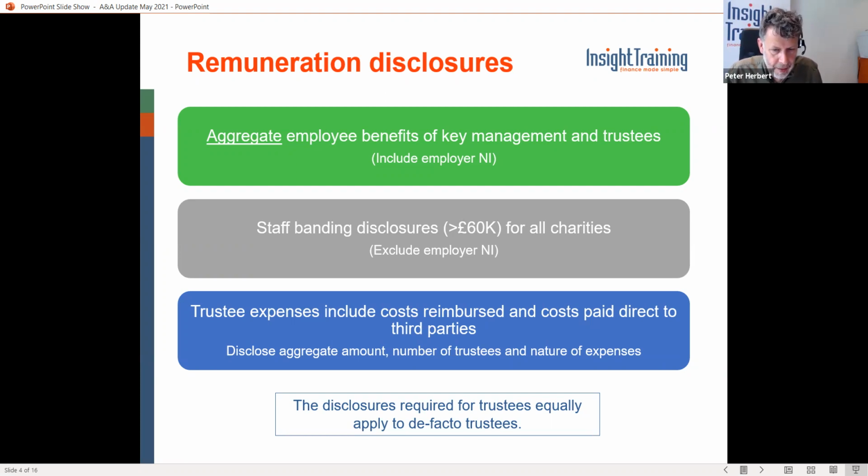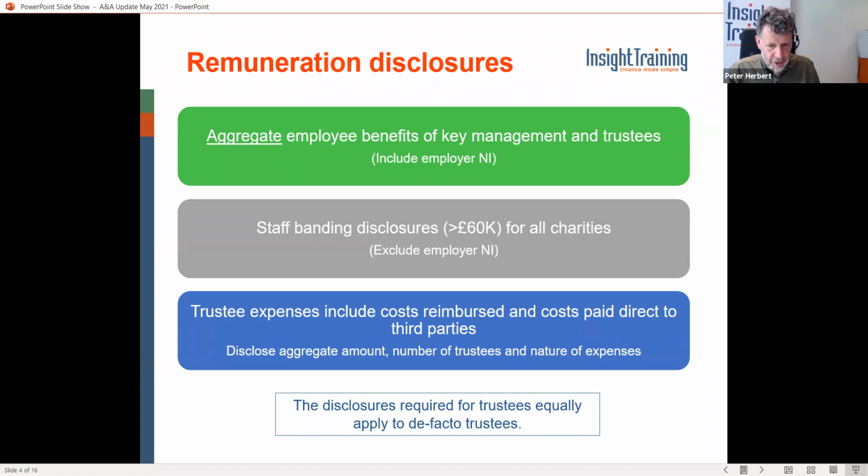contributions. The staff banding disclosures, so remuneration in £10,000 bandings for amounts paid in excess of £60,000, and that will exclude employer NI. If, as is the case in many charities, no one is paid more than £60,000, then the notes of the accounts will require a statement to that effect. And then trustee expenses, including costs reimbursed and costs paid direct to third parties.